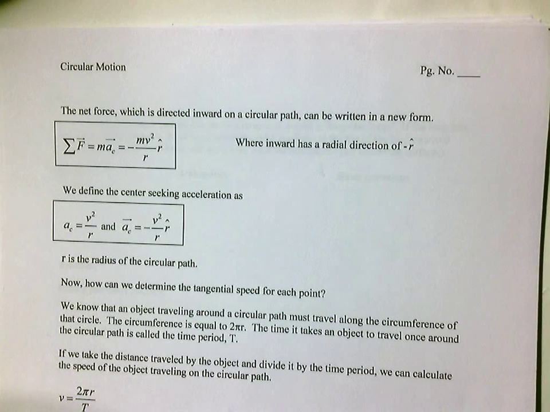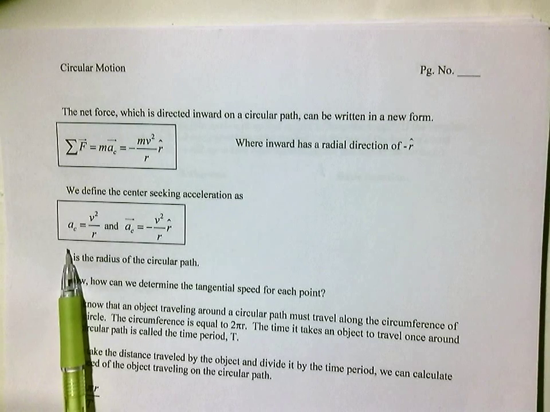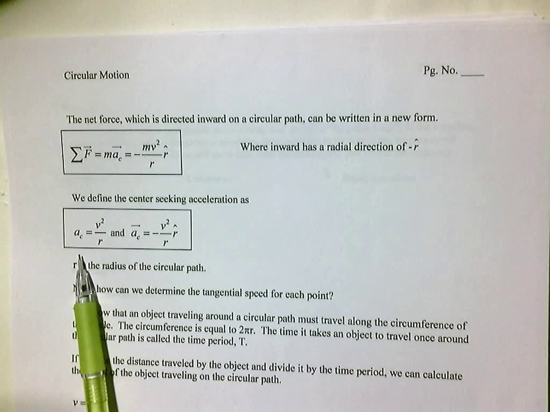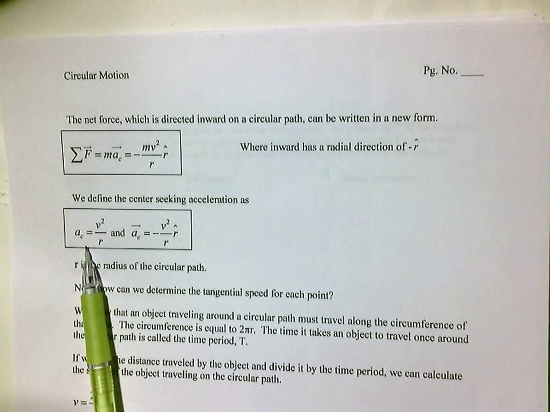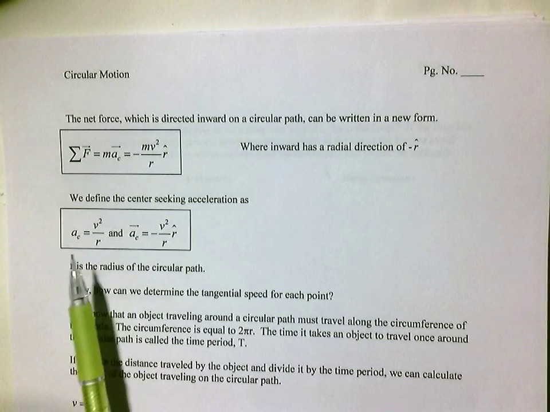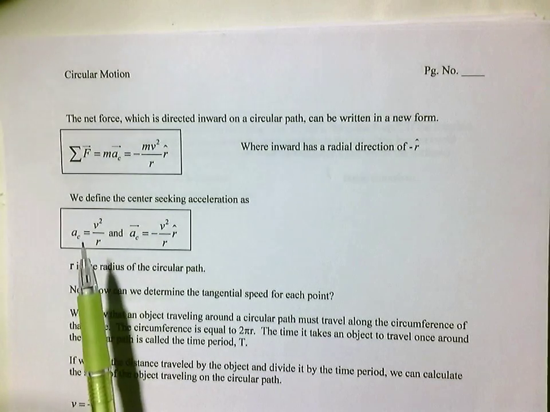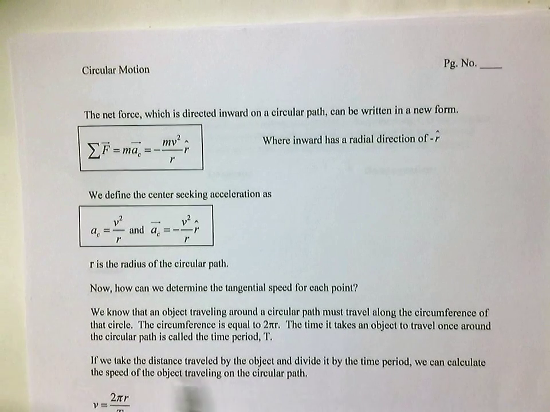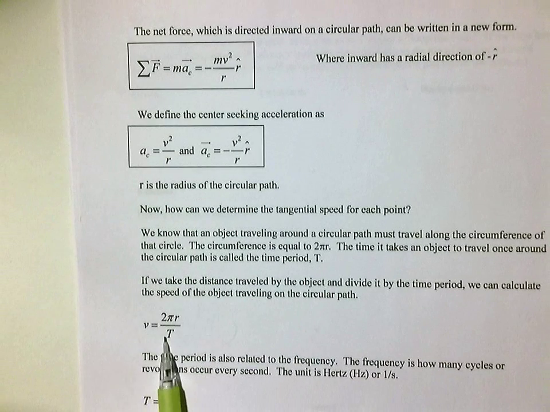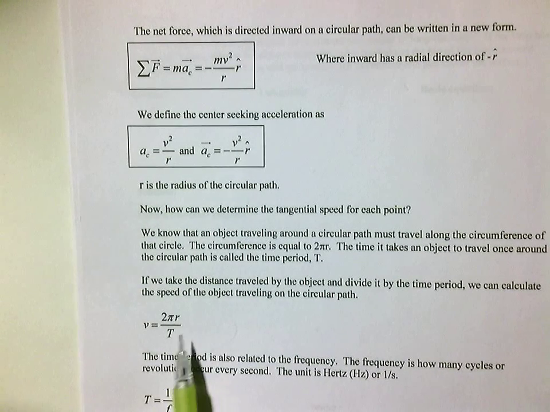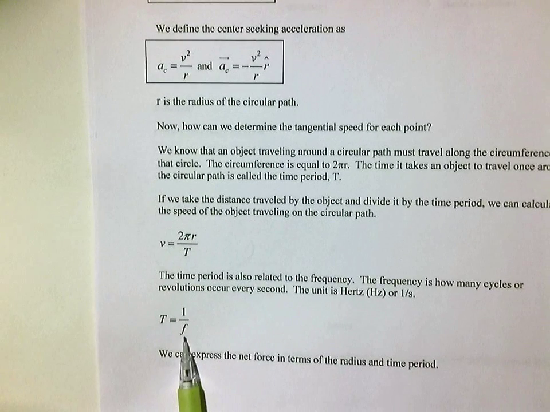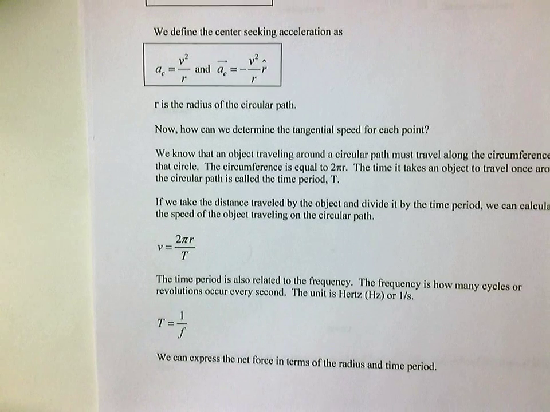Okay, when we did our last lecture, one of the things that is new now is this term right here that you have in your lecture notes, but I did not have in mine. This is the center-seeking acceleration magnitude. Notice that the only difference is that this does not have the negative r hat, which is your direction. Okay, and again, just a reminder that the speed is going to be 2 pi r over t, and that the time period is 1 over f, which is the frequency.